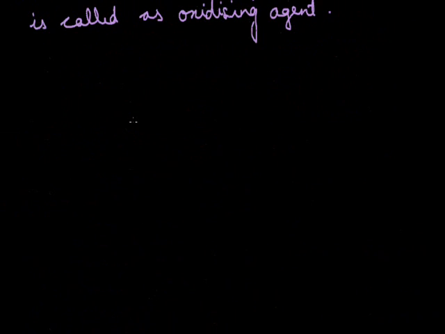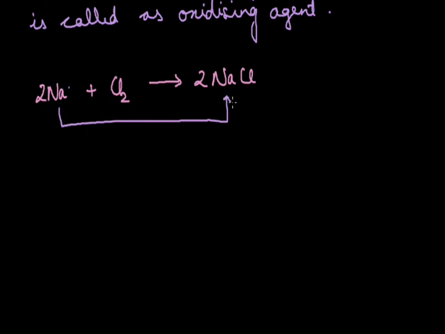Similarly, we can see another reaction. For example, formation of NaCl. Na plus Cl2 will form 2NaCl. Here we see there is oxidation of sodium, and there is reduction of chlorine. So here we see there is again a redox reaction. One of them is oxidized and the other is reduced.